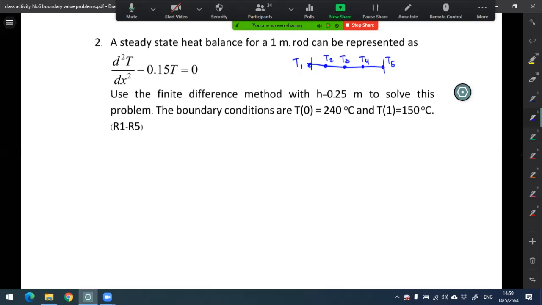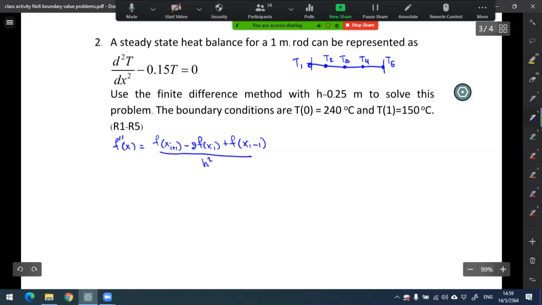Okay, so from the equation, the finite difference for the second derivative is represented by f(x_{i+1}) minus 2 f(x_i) plus f(x_{i-1}), divided by h squared. So we have to formulate the equation first. From this equation, we substitute this formula into this equation, and we obtain, what is it?